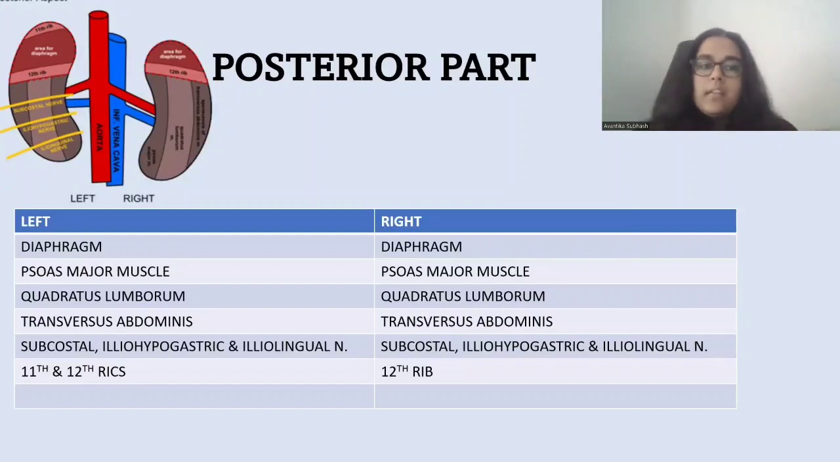Now, the only difference is the ribs. On your left side, the syntopy is your 11th and your 12th rib. And then on your right side is your 12th rib. And this is mainly because, like I said, your right kidney is relatively lower than your left kidney. And since the left kidney is higher, it collides with your 11th and your 12th rib, whereas the right kidney is only in contact with your 12th rib.